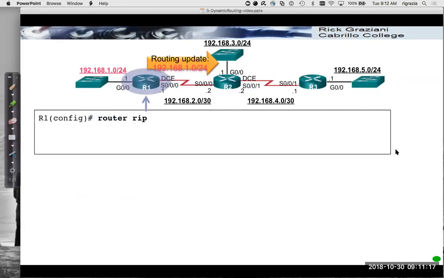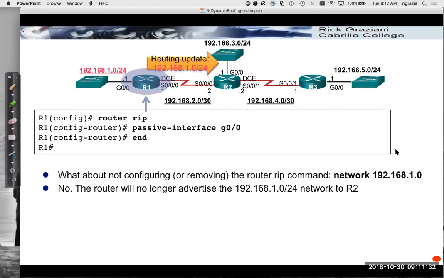Let's go ahead and configure the passive interface on router R1. It's as simple as going under router RIP and saying passive-interface and the interface that you want passive, in this case gig0/0. Again, we want to make sure we continue to have the network 192.168.1.0 command configured. If we remove that or don't configure it, then the router will no longer advertise that network address and prefix length to router R2.